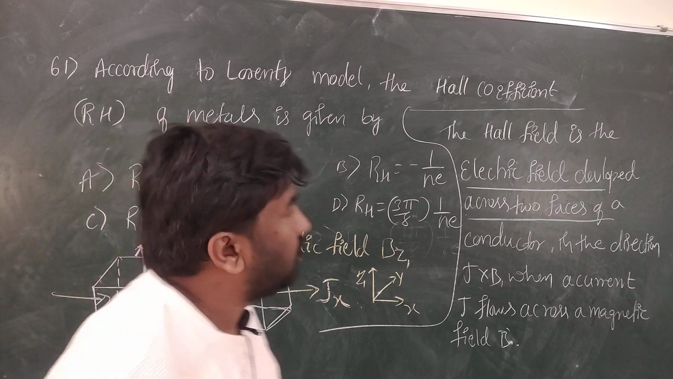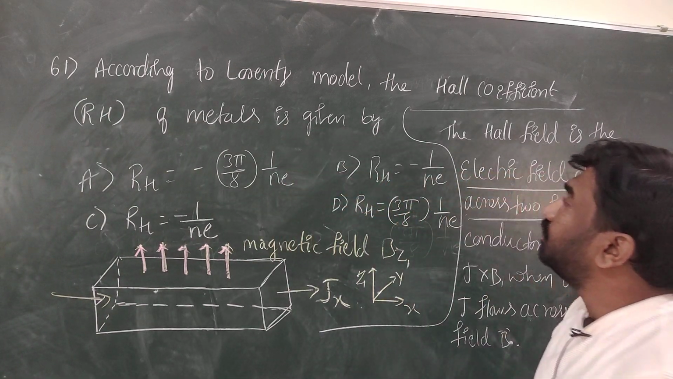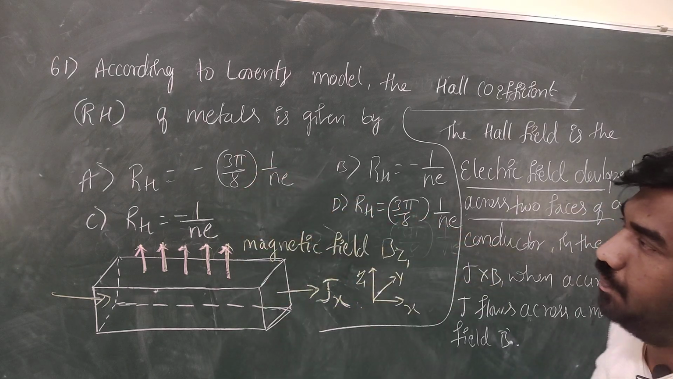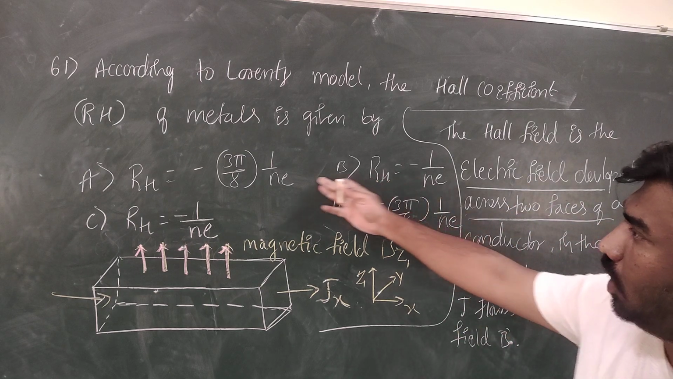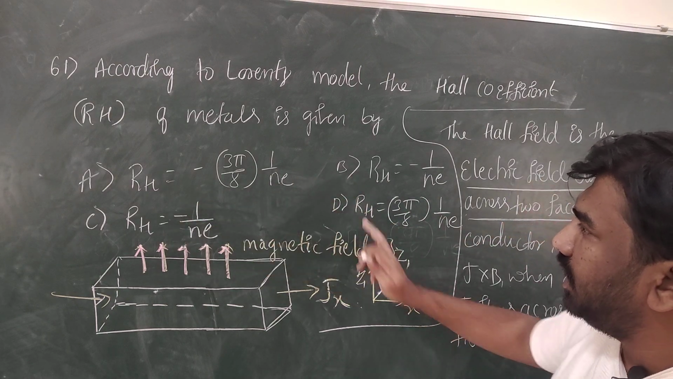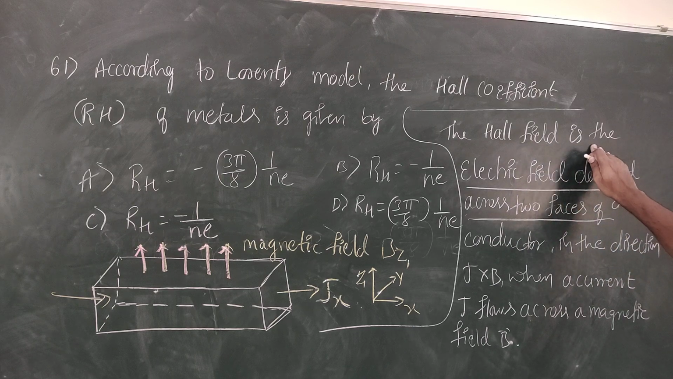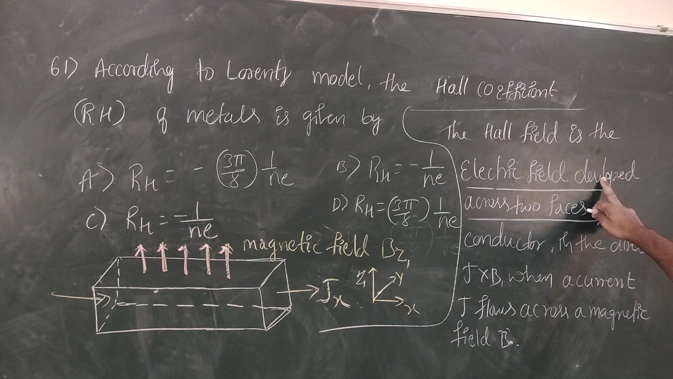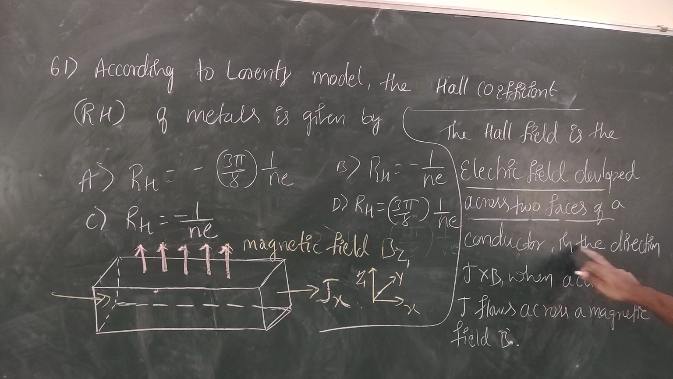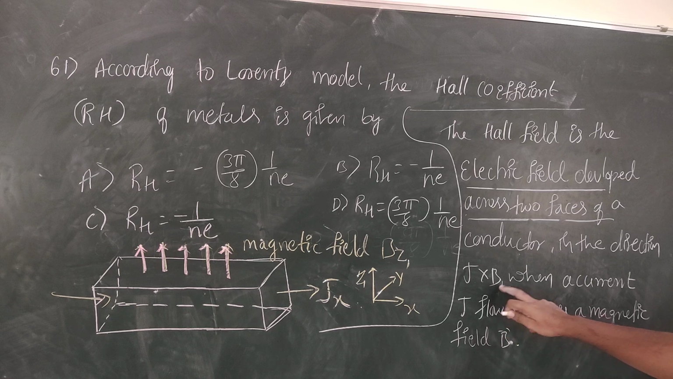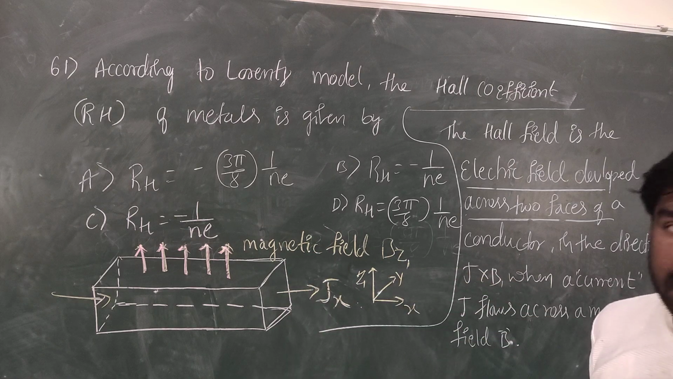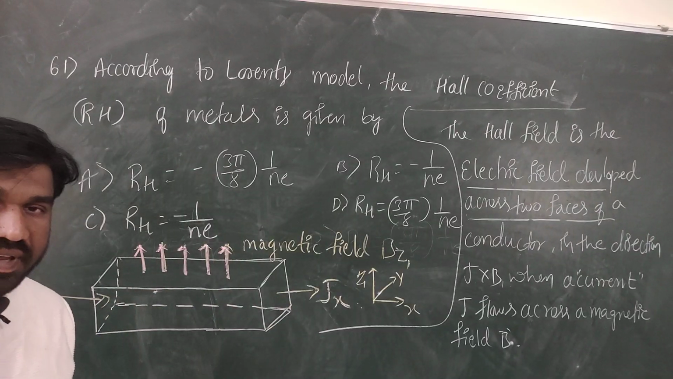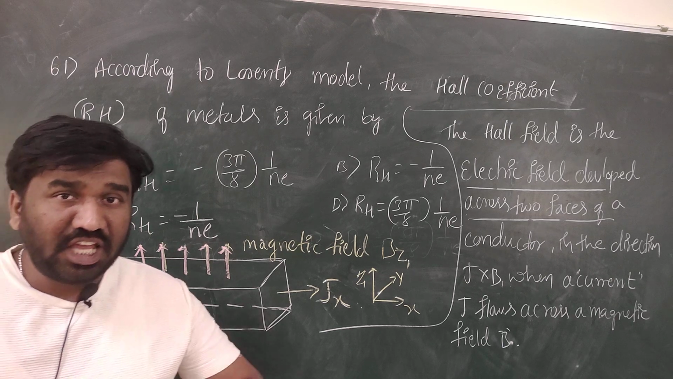This is question number 6, which is based on the Hall effect. According to the Lorentz model, the Hall coefficient R_H of metals is given by, and these are the four options given, A, B, C and D. The Hall field is an electric field developed across two faces of a conductor in the direction of J cross B when a current density J flows across a magnetic field B.